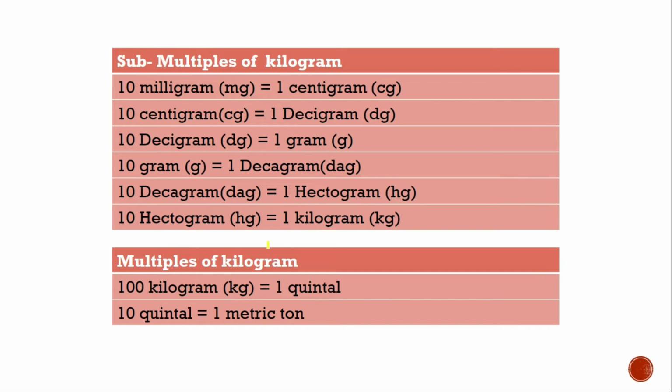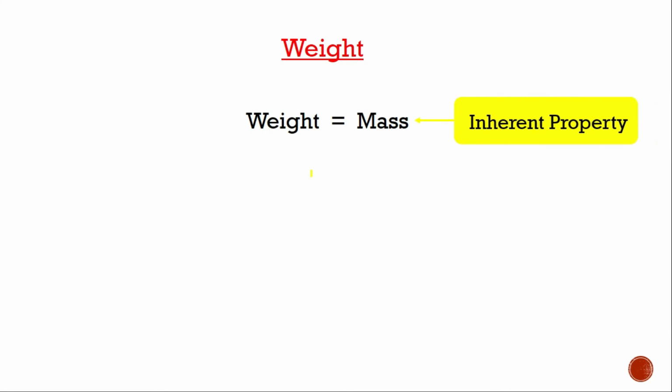Now, there is one more topic that we need to discuss here, which is weight. A lot of times, when talking normally, we consider weight and mass almost the same, but it is not so in reality. Please try and understand that mass is an inherent property of an object which never changes, at least until a chemical change takes place.